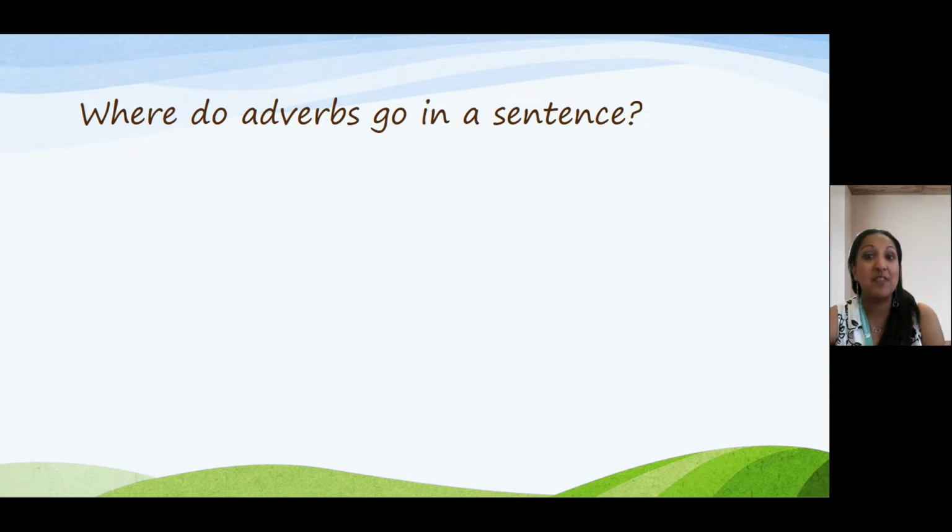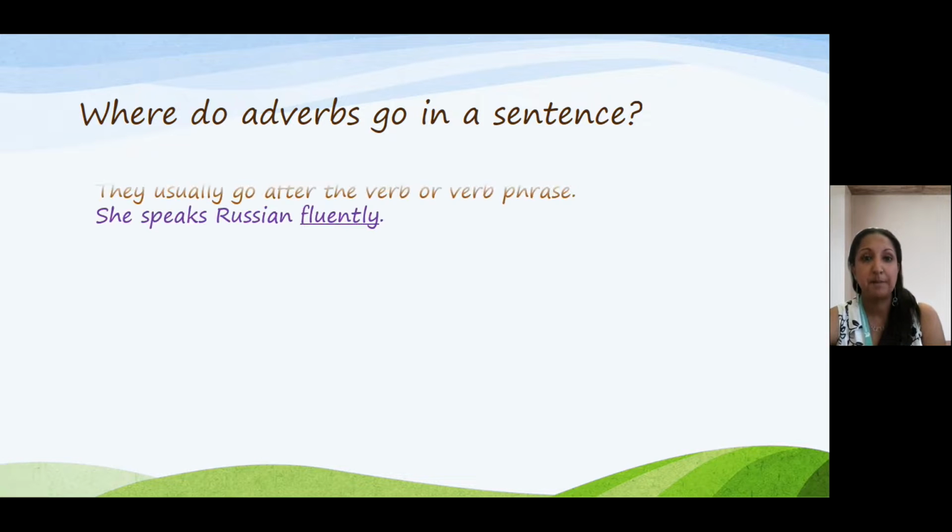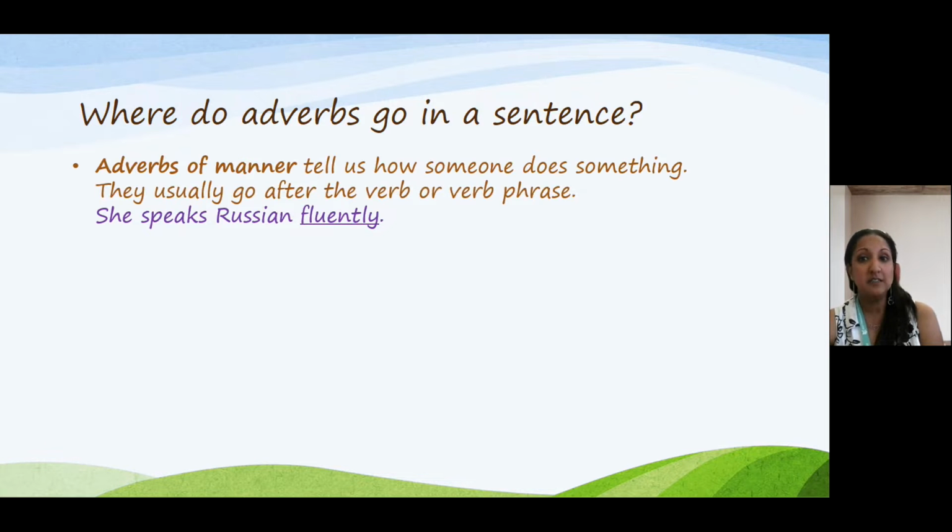So now let's talk about the position of adverbs in a sentence. As I said earlier, it all depends on the type of adverb. Adverbs of manner tell us how someone does something, and they usually go after the verb or the verb phrase. For example, she speaks Russian fluently. Fluently goes after the verb phrase, speaks Russian. Okay, it doesn't go straight after the verb because the verb has a direct object, Russian. It goes after the verb phrase.